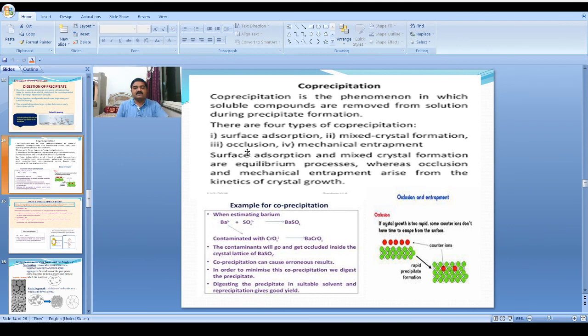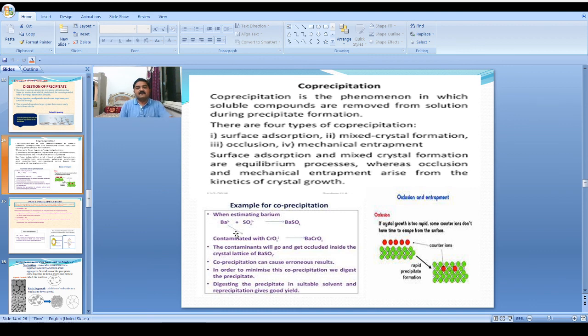Then the third one, occlusion, can be shown diagrammatically. Here the impurity will be occluded in the main precipitate. And the fourth, mechanical entrapment, means all the impurity will be occluded in the main precipitate. Surface adsorption and mixed crystal formation are equilibrium processes, whereas occlusion and mechanical entrapment arise from the kinetics of crystal growth, where the particles are in motion.